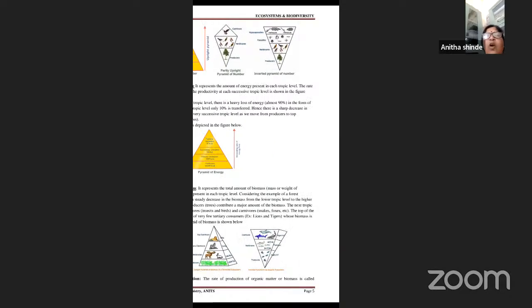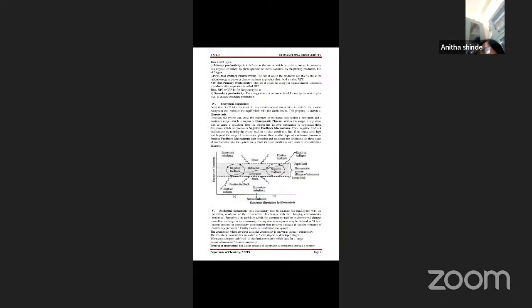So, the rate of production of the organic matter or the biomass in an ecosystem, you call it the productivity. So we have to see how much biomass is being produced per unit time or per unit area. Basically, there are two types of productivity. One is called primary productivity, and the other is called secondary productivity.